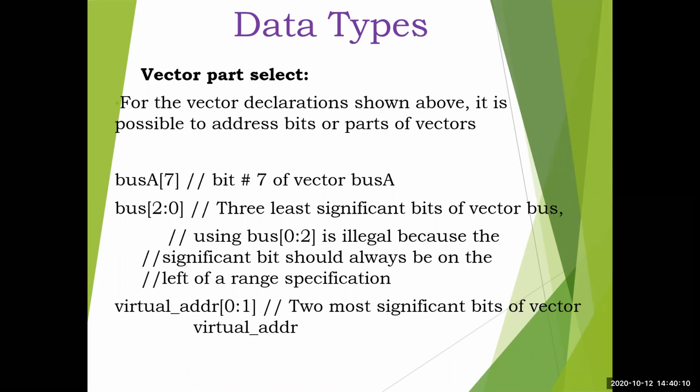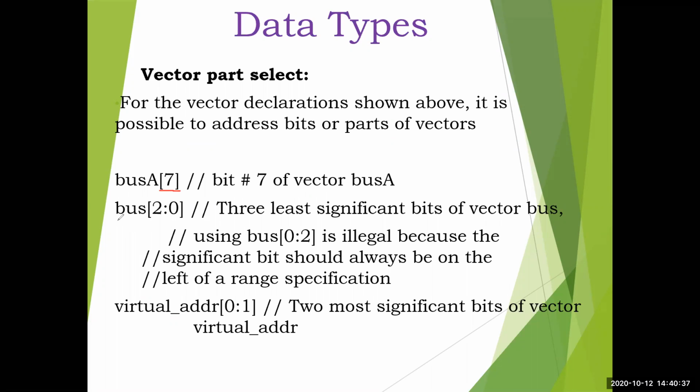Vector part select. For the vector declaration shown above, it is possible to address bits or parts of vectors. So whatever we have done, part of the vectors we can refer to in the program. For example, bus we have defined as 8 bit, right? So if we mention like this, only the 7th bit we can use, bit number 7 of vector bus A, only that we can refer to in the program to change or modify it.